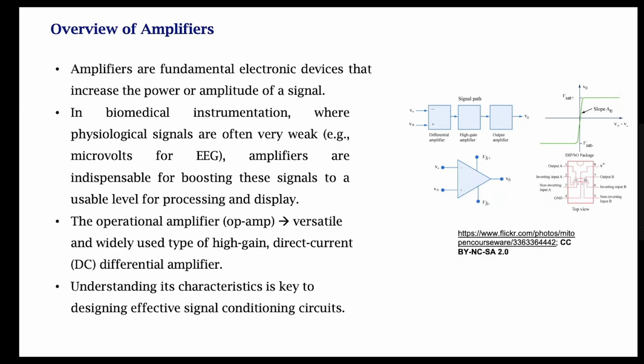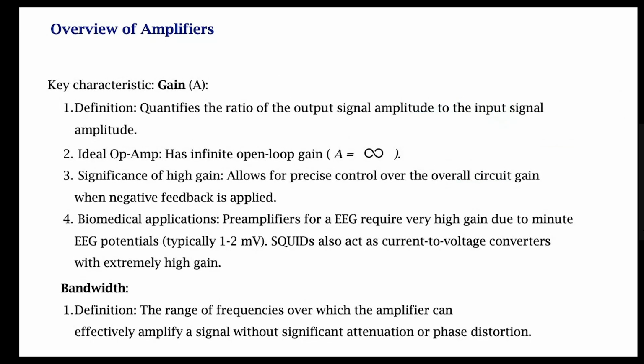A key characteristic of an amplifier, for example, is the gain. This is essentially the ratio of the amplitude of the output to the amplitude of the input. That is, what will be the output of the amplifier for a small input? Earlier we looked at it as sensitivity. Here we call this the amplifier characteristic gain.